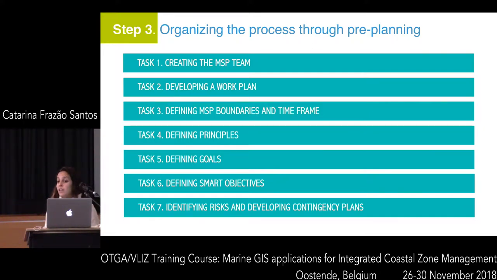Many times, and this happened in Portugal, for example, objectives are mixed with goals. They should be specific, measurable, achievable. Sometimes what happens is that they are very vague and abstract, and that's not good for evaluating MSP in the end. And also identifying the risks and developing contingency plans to address those risks.